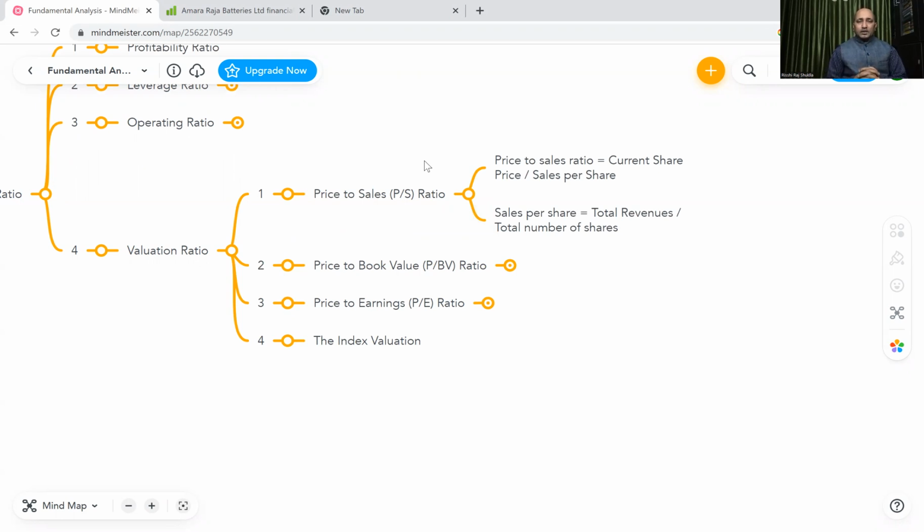How can we calculate the price to sales ratio of a company? This is a simple formula: current share price divided by sales per share. Now the question is from where we can get sales per share. It is also quite easy. From the annual report, you can get total revenue or total sales value, and also the total number of shares. If total revenue is divided by the total number of shares, we get sales per share. Now, we can divide the current share price by sales per share, and we will get the price to sales ratio.